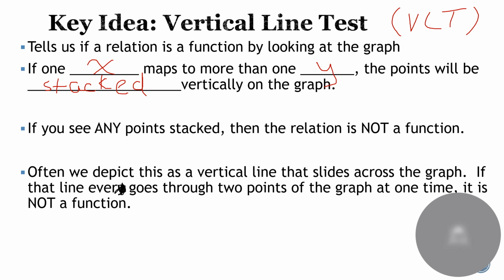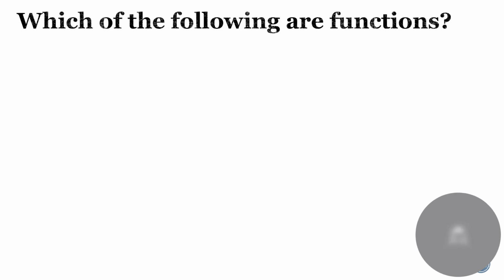And we're just looking to see, is there any point where this particular relation fails the test? If you get all the way across your graph and it doesn't fail, then it passed the test and it is a function. If it does cross more than 1 point at a time, then it fails the test. Essentially, the vertical line test is checking for those stacked points. So which of the following are functions?